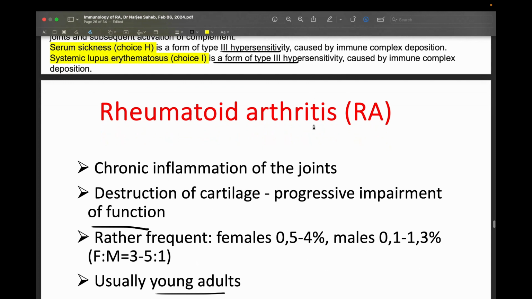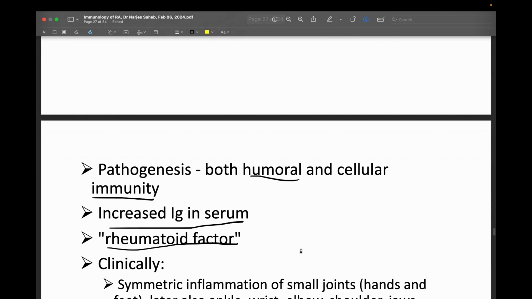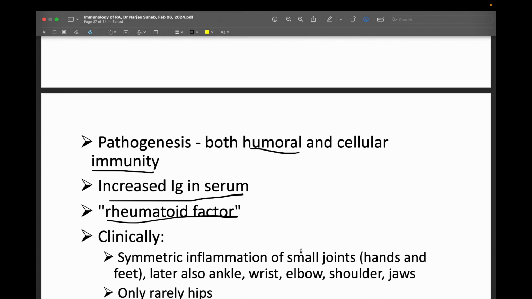Now let's come to rheumatoid arthritis. Chronic inflammation of the joint, gets worse with time, it's progressive, leads to impairment of function, destruction of cartilage, destruction of bones, most commonly found in females, particularly young adults aged between 20 and 40 years old. And its pathogenesis involves both arms of the adaptive immunity, the humoral, which is plasma cells, the B cells that produce autoantibodies, and the cellular immunity, which is T cells. Increased IgG in serum, okay, antibodies in the serum increase, and the hallmark of rheumatoid arthritis is the rheumatoid factor.